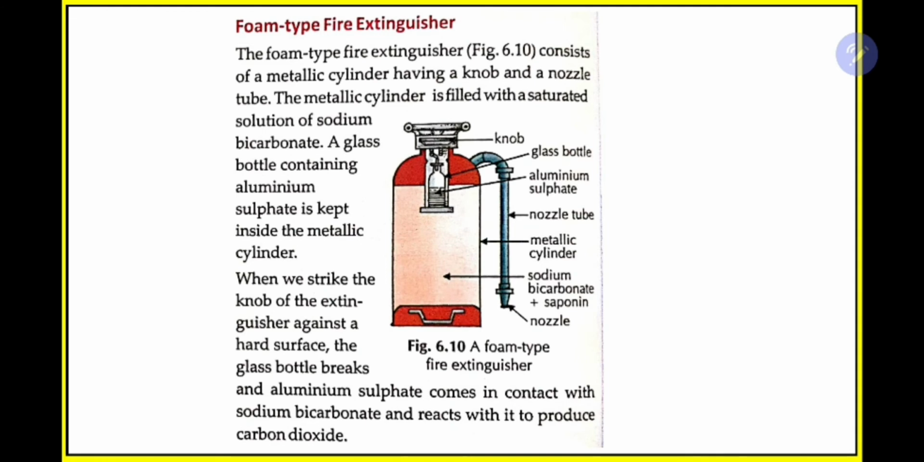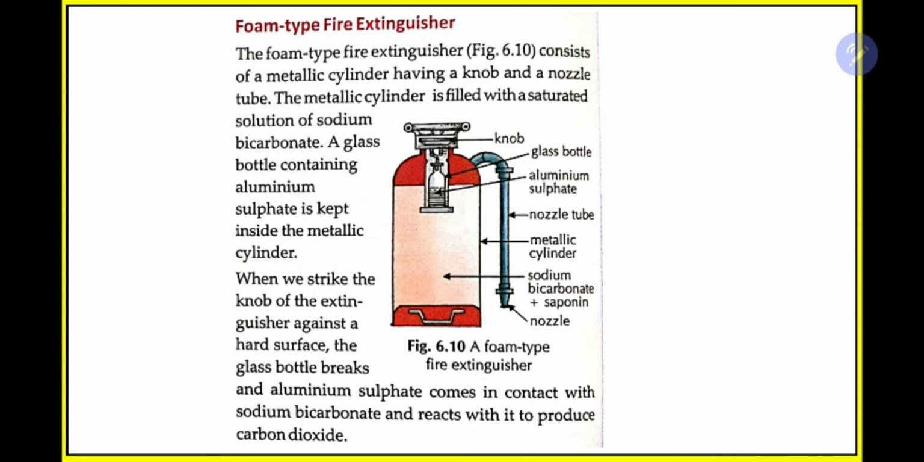Foam type fire extinguisher. We have done carbon dioxide type fire extinguisher, then water as fire extinguisher. Now we are dealing with the foam type fire extinguisher. So what is the specialty of this? The foam type fire extinguisher consists of a metallic cylinder having a knob and a nozzle tube. The metallic cylinder is filled with a saturated solution of sodium bicarbonate. A glass bottle containing aluminum sulfate is kept inside the metallic cylinder.